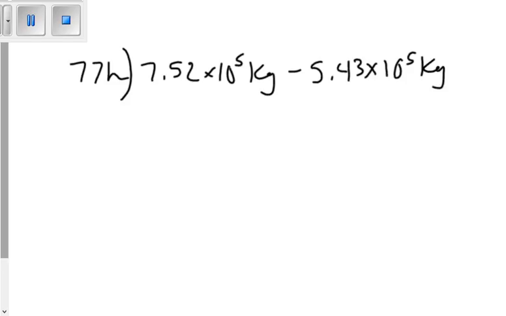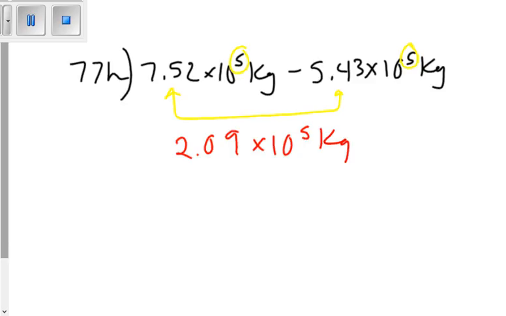All right, so exponents are the same, both 10 to the fifth. So I don't have to change anything there, just perform my subtraction between my two numbers, and I get 7.52 minus 5.43. I get 2.09 times 10 to the fifth kilograms.